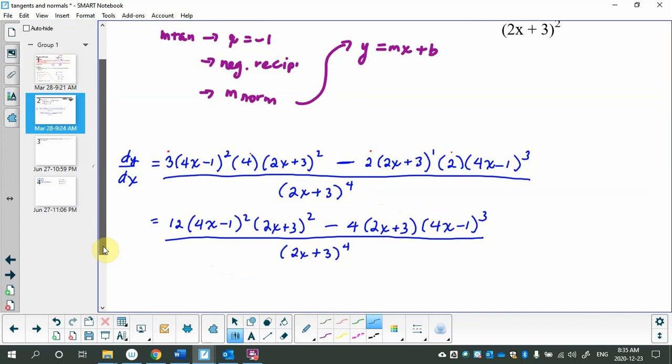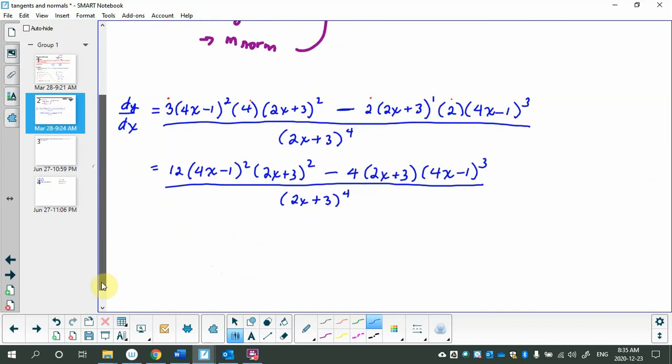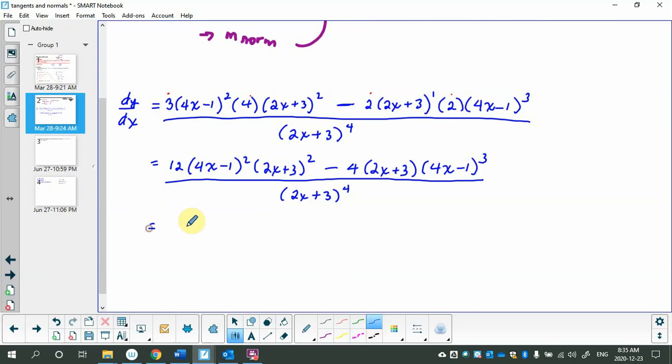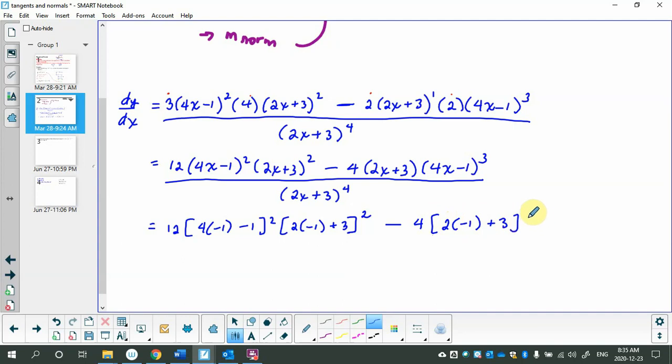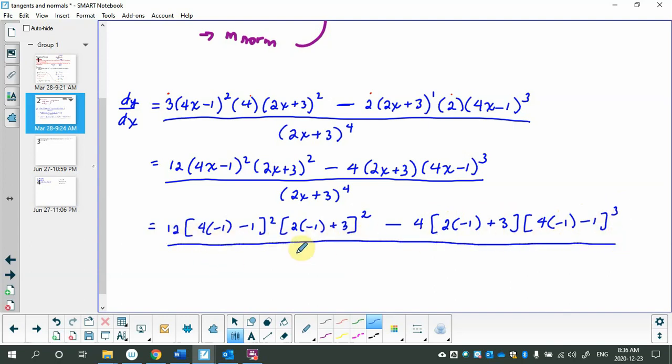And now that I've got that, I can take my x equals negative 1 and I can plug it in for all the x's. So it's going to require square brackets and round brackets for me to be neat. So x is negative 1. There's an x. Now it's negative 1. Here's another x. Now it's negative 1. Minus sign 4. Here's another x. Now it's negative 1. Here's another x. Now it's negative 1. And finally, in the denominator, there's the final x, and now it's a negative 1.